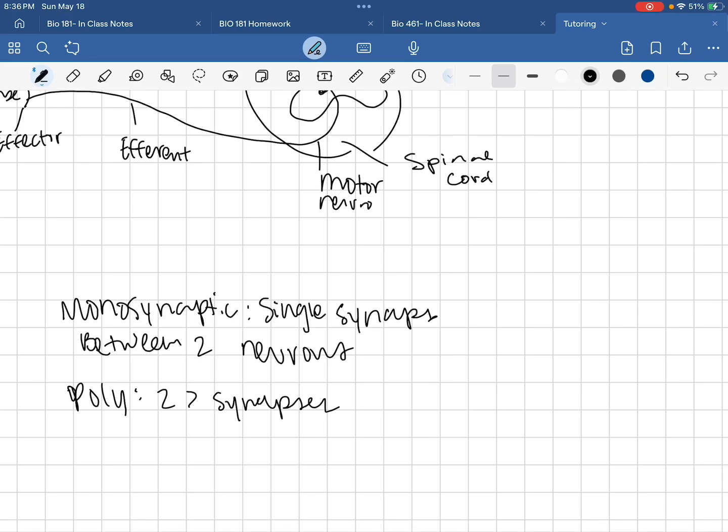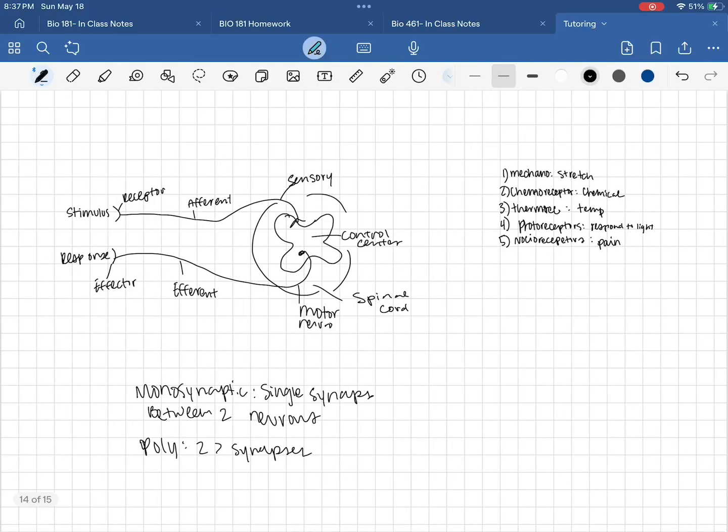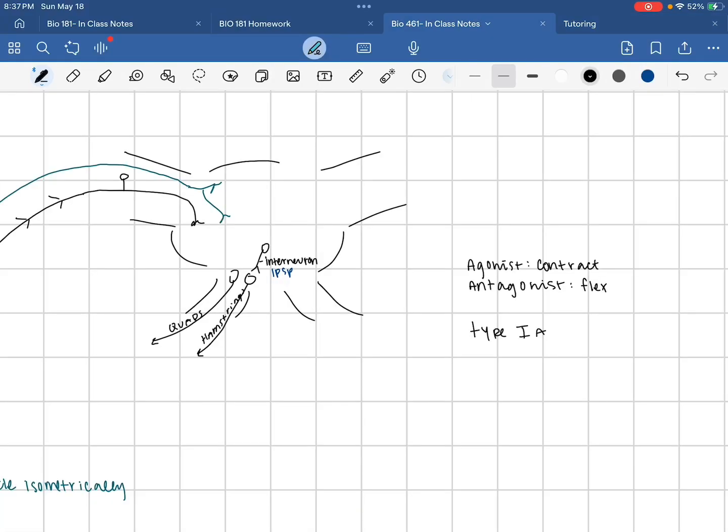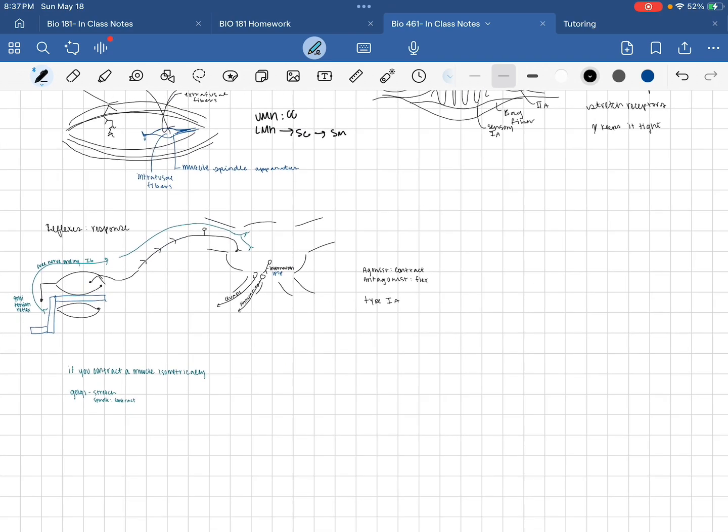Two or more synapses. So we have different types of reflexes. We have a somatic reflex. We have a stretch reflex as well. Okay, and then I want to go over this one more time just in case I wasn't too clear on it.